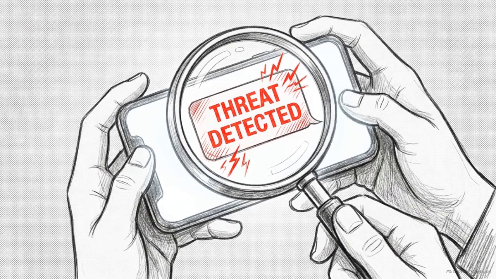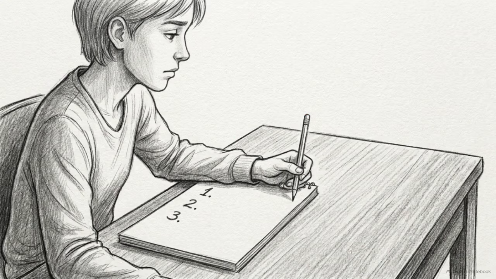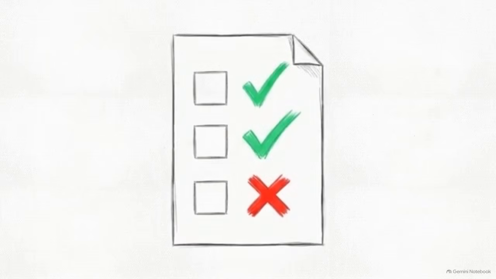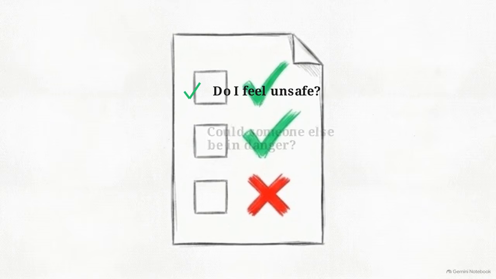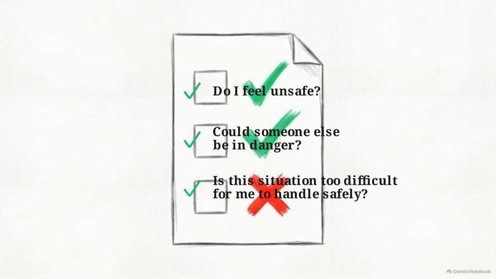Before you take action, you need to assess the severity of what is happening on your screen. You can do this by asking 3 specific safety questions. Here is our threat assessment checklist. The first question to ask yourself is, do I feel unsafe? Question 2 looks outward. Could someone else be in danger? And question 3 evaluates your capacity. Is this situation too difficult for me to handle safely?